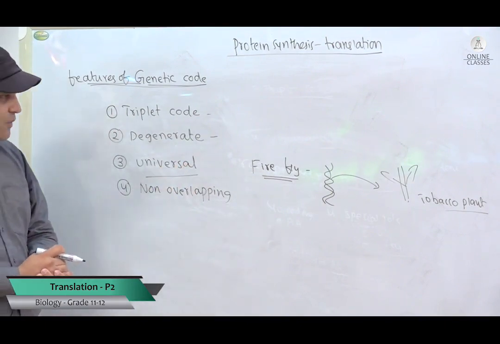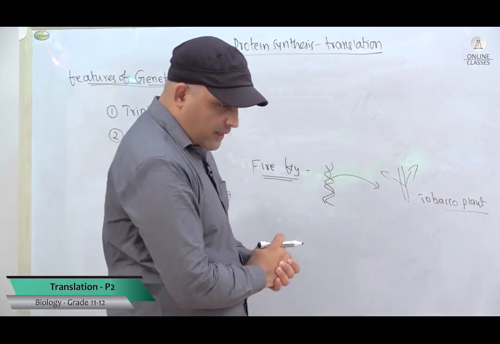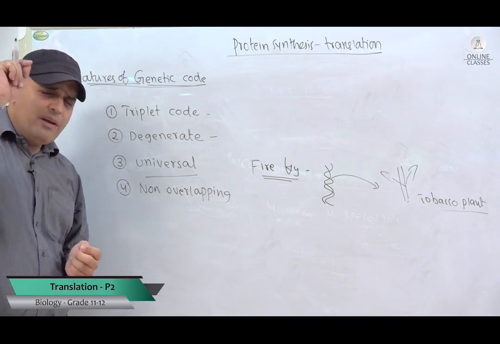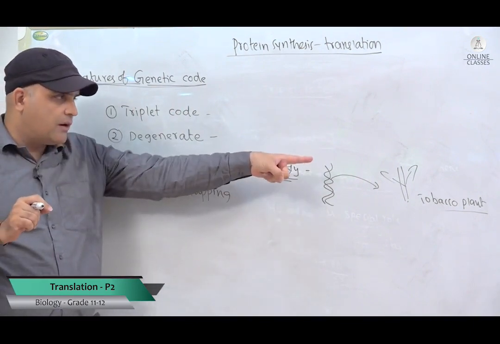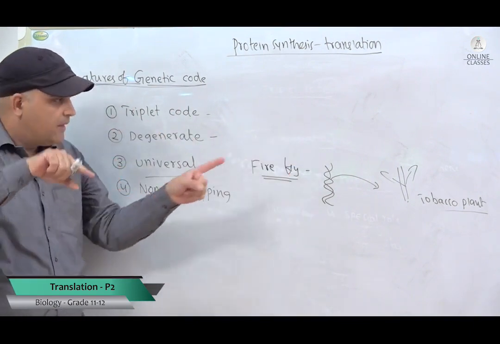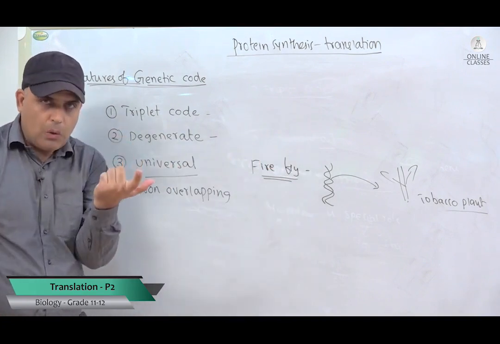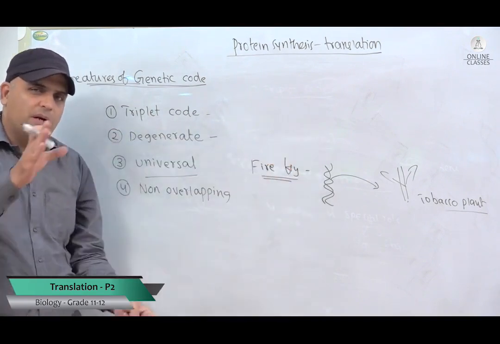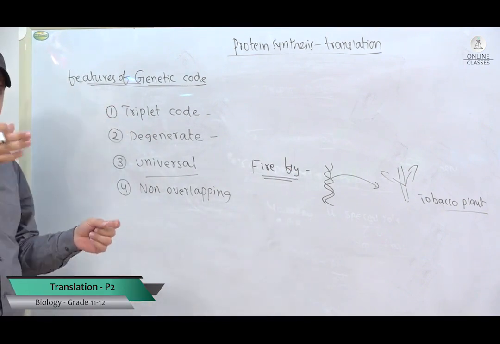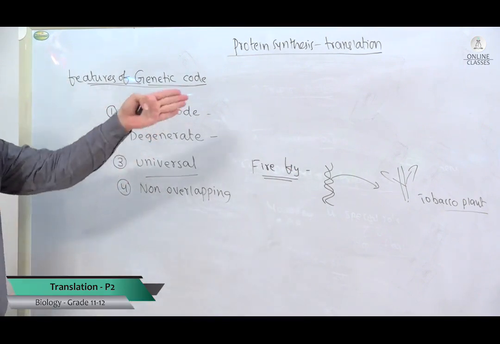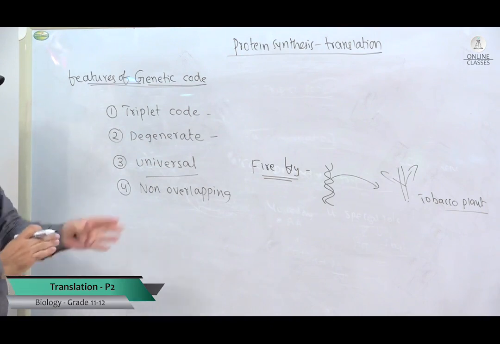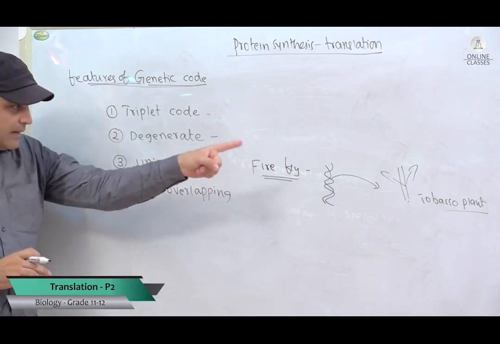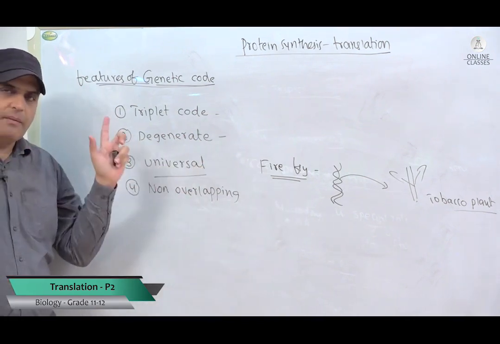But actually scientists use this firefly gene for another purpose. They wanted to study gene expression. Wherever you see the tobacco plant parts glowing in the dark, that means the gene is getting expressed there. So they wanted to know which parts of the tobacco plant are expressing the genes during different stages of development. So it was a very good example of showing that the code is universal. Plants and animals all share the same code.